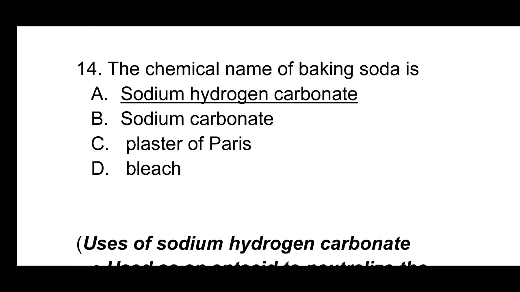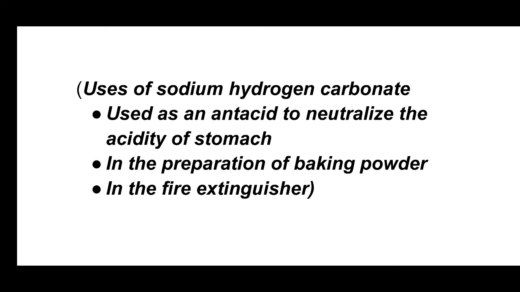Next question, the chemical name of baking soda is sodium hydrogen carbonate. Baking soda is used in households for cooking. The other uses are, it is also used as an antacid and in the preparation of baking powder. See here, baking powder and baking soda are different things. We make baking powder using baking soda. In baking soda we mix some mild acids like tartaric acid to make baking powder.